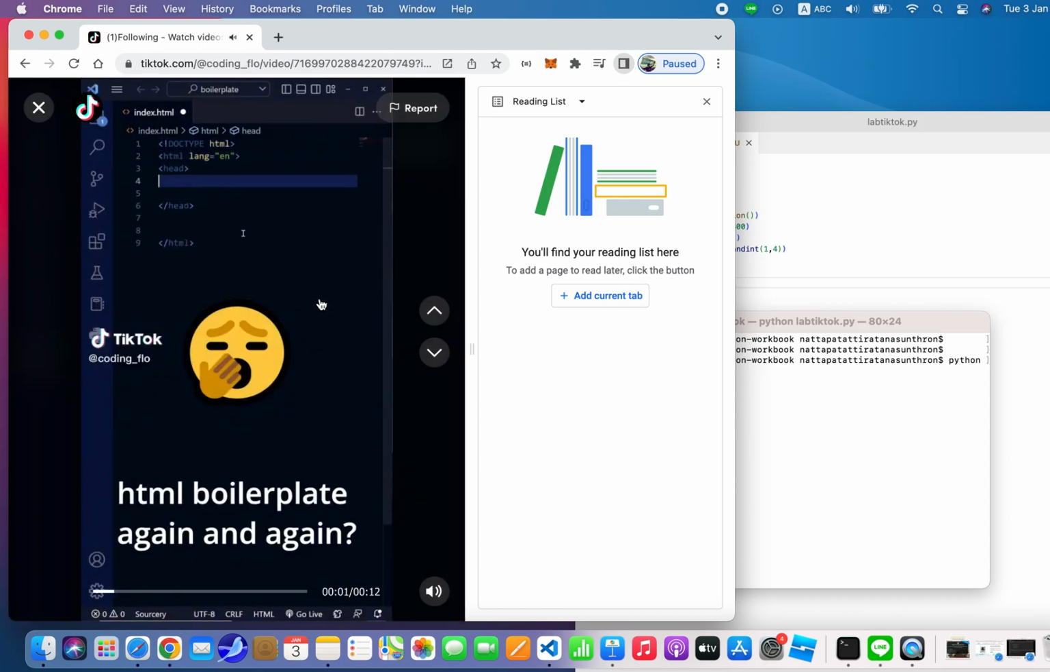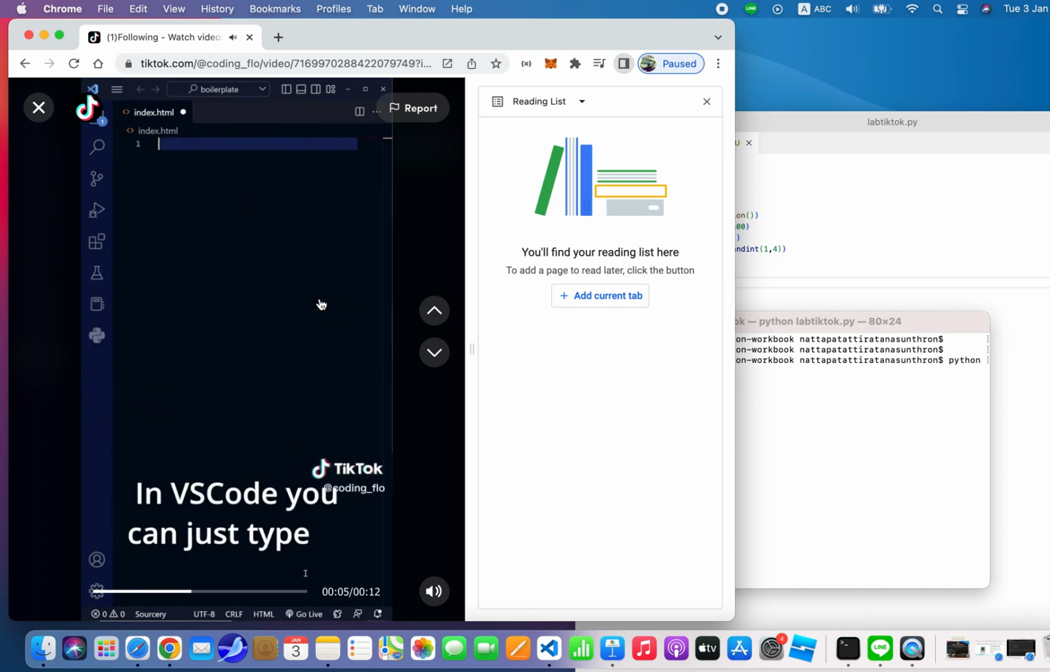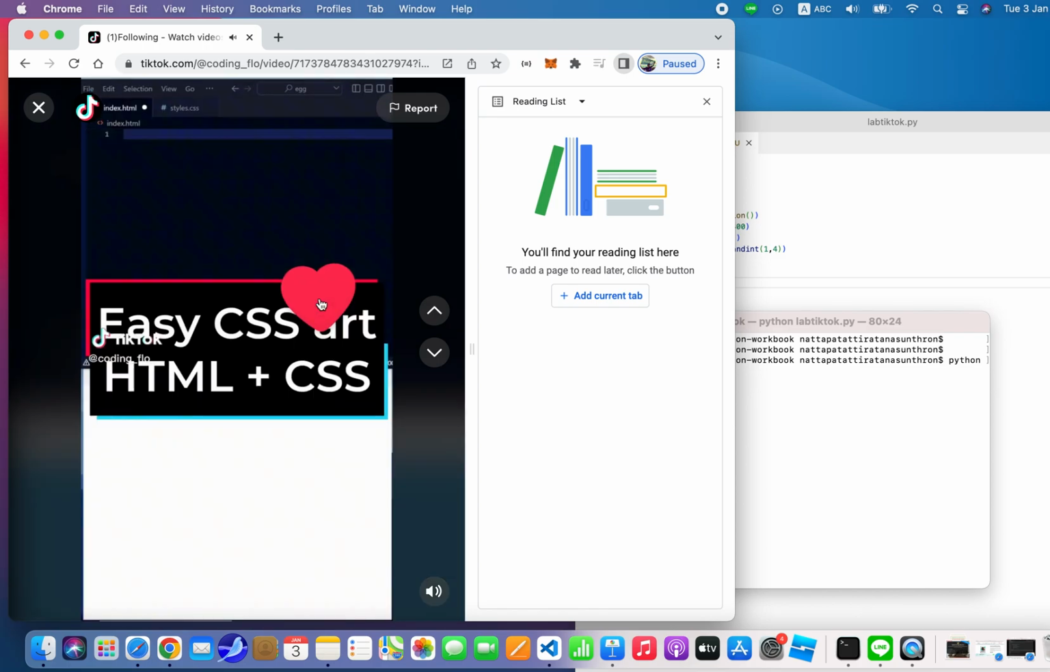Are you tired of writing your HTML boilerplate again and again? In VS Code you can just type an exclamation.